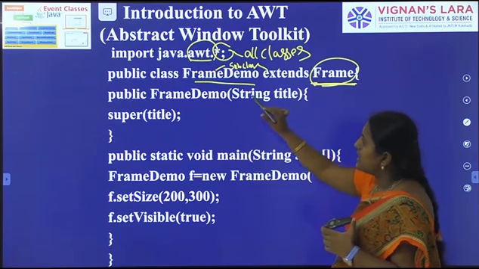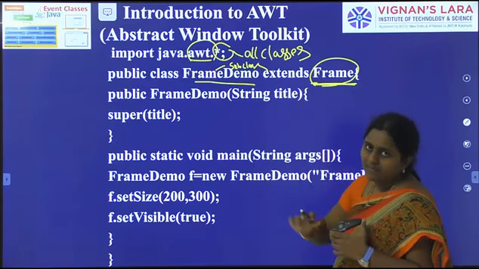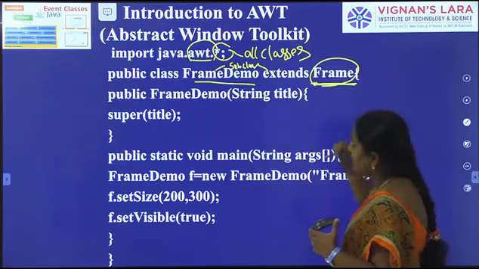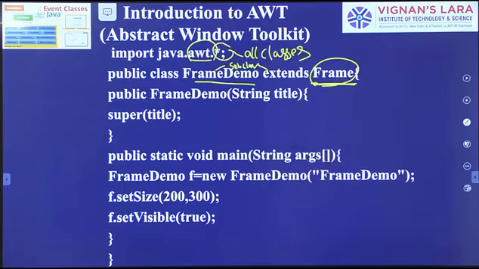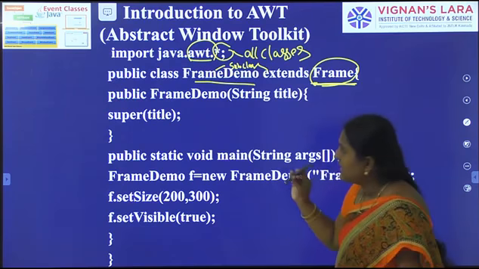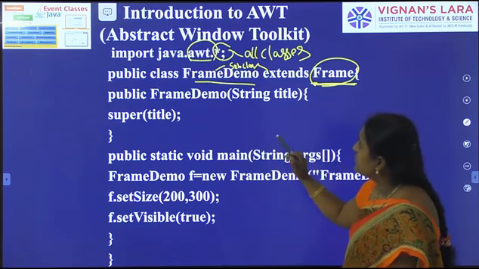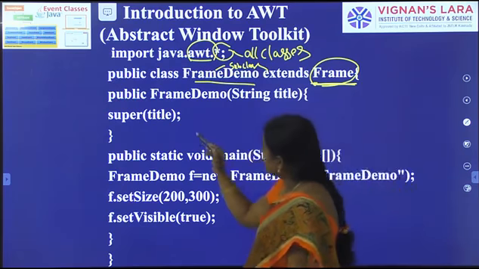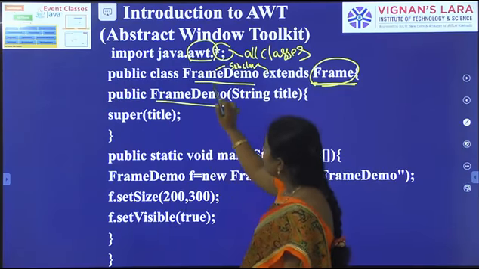Those are inherited from the Frame demo class. Frame demo simply inherits the properties available in the Frame class, because Frame is a predefined class, it is a superclass. Next one, public FrameDemo. Here I am generating one constructor. You know that the constructor name is the same as the class name. What is our class name?